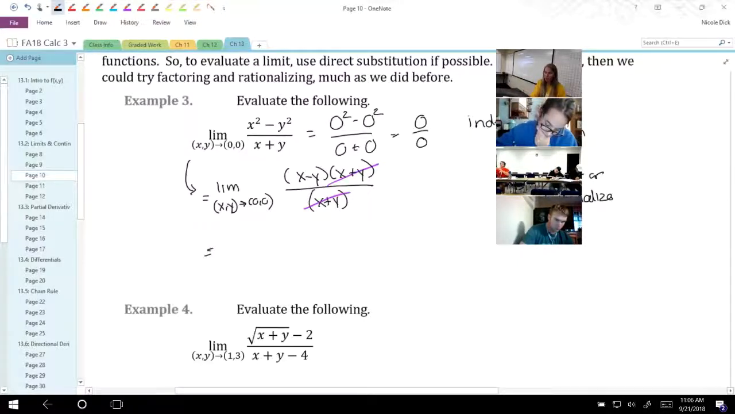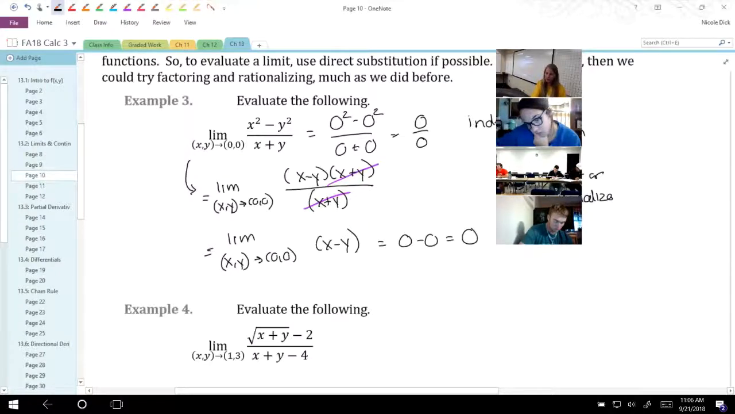And so now if we go back and try direct substitution on that, we write down what we're left with first. Okay, now if we go back and try direct substitution, we can get an answer. And so our answer is 0. At that point, it basically just approaches the origin.